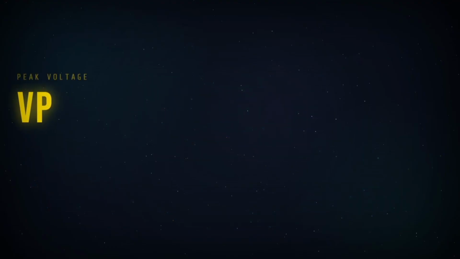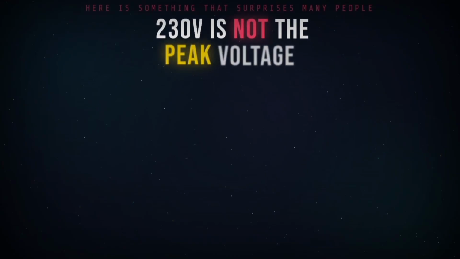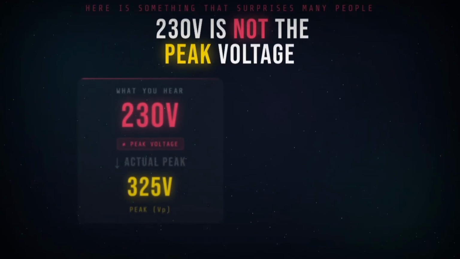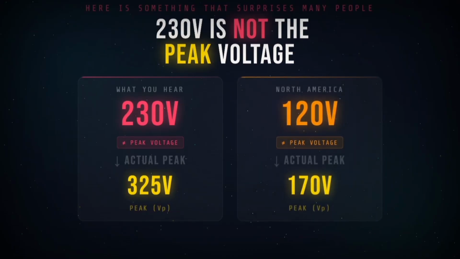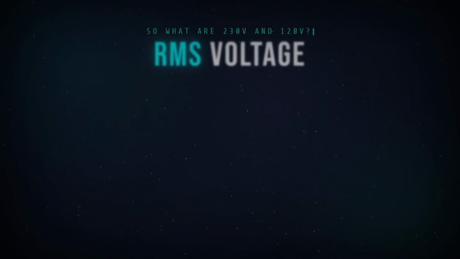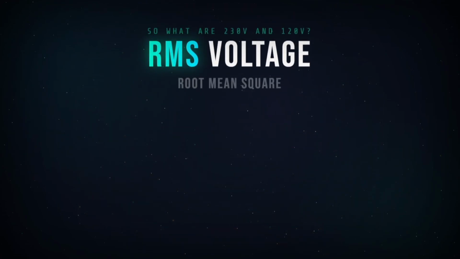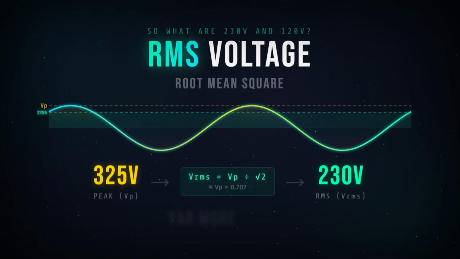Here is something that surprises many people. When we say the electricity in your home is 230 or 120 volts, that is not the peak voltage. The peak voltage in a 230-volt supply is actually around 325 volts, and 170 volts is peak for 120. So, what is 230 and 120 volts? It is the RMS voltage, root mean square, and it is far more useful.